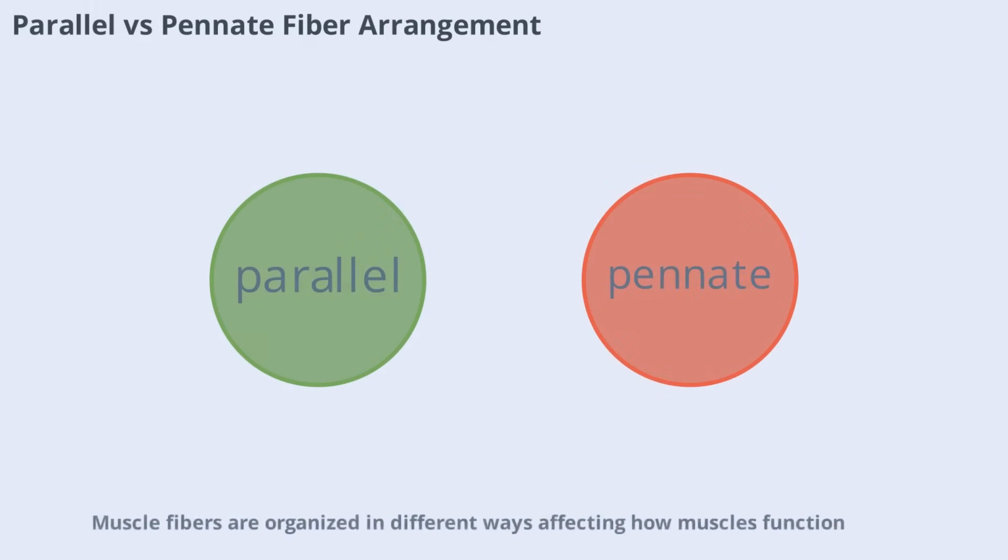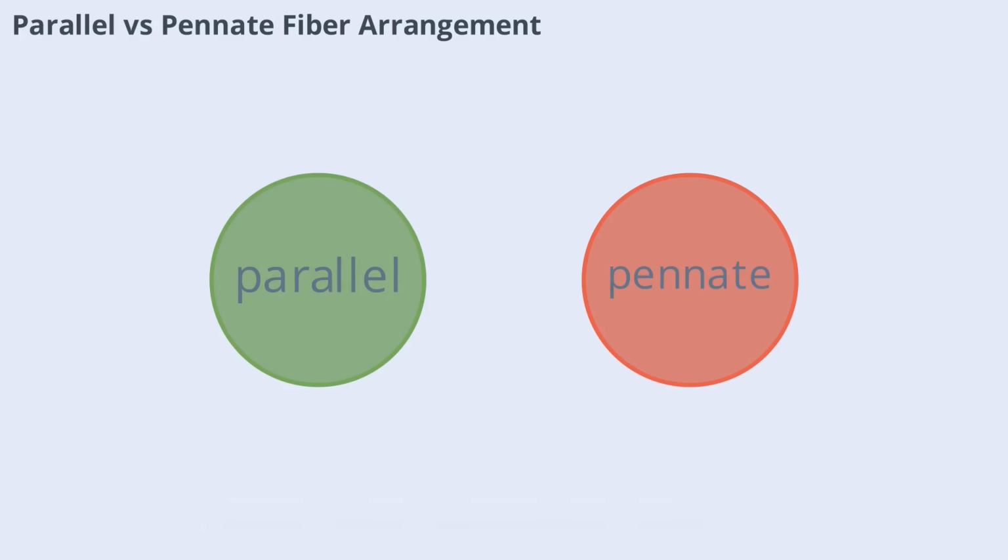Muscle fibers are organized in different ways, affecting how muscles function. In a parallel arrangement, fibers run roughly parallel to the muscle's long axis, allowing for greater range of motion. In a pennate arrangement, shorter fibers attach to one or more tendons at an angle, which increases the muscle's force production but limits its range. Understanding these arrangements helps explain why some muscles are better suited for speed and others for strength.